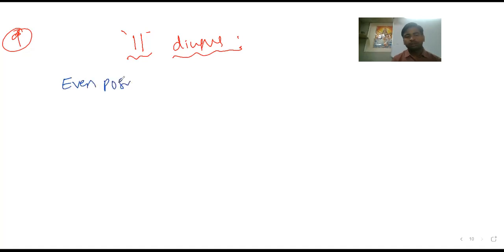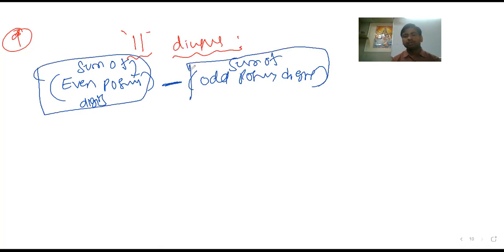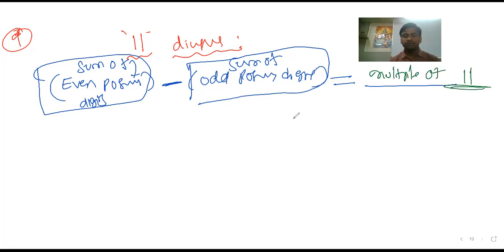even position minus odd position digits: the sum of even position digits minus the sum of odd position digits is a multiple of 11, is multiples of 11. To understand the logic, let me take an example.